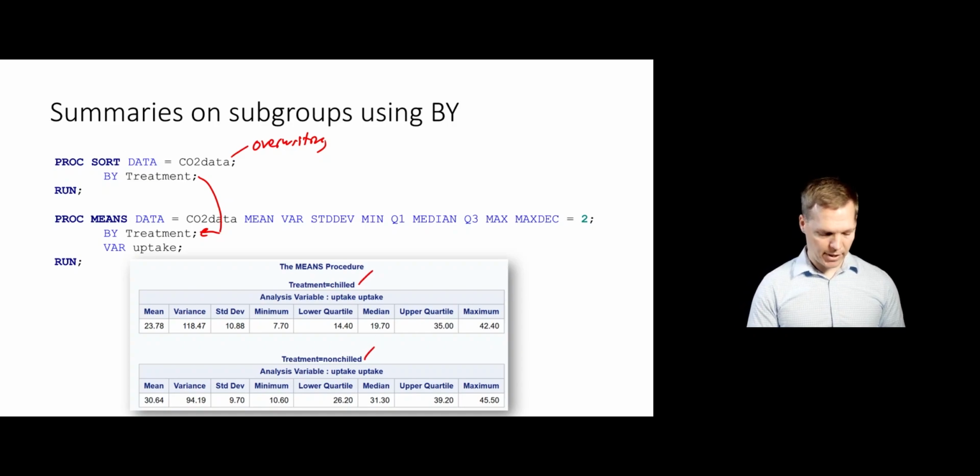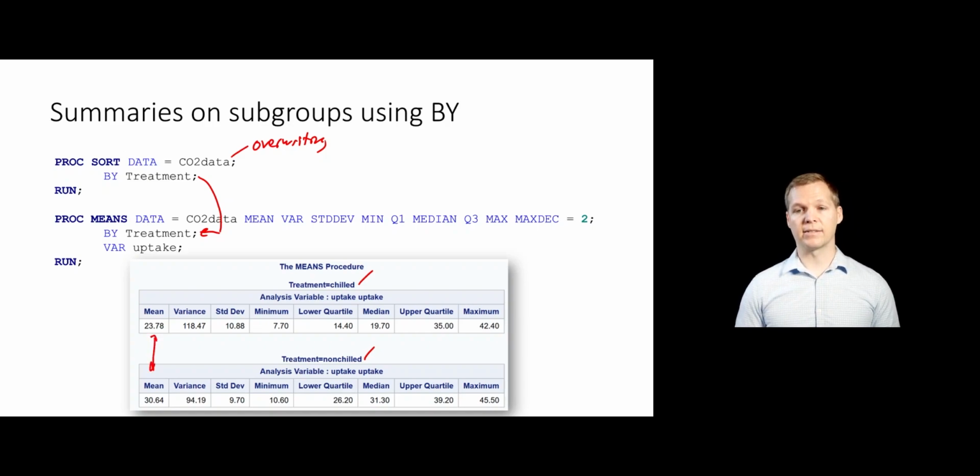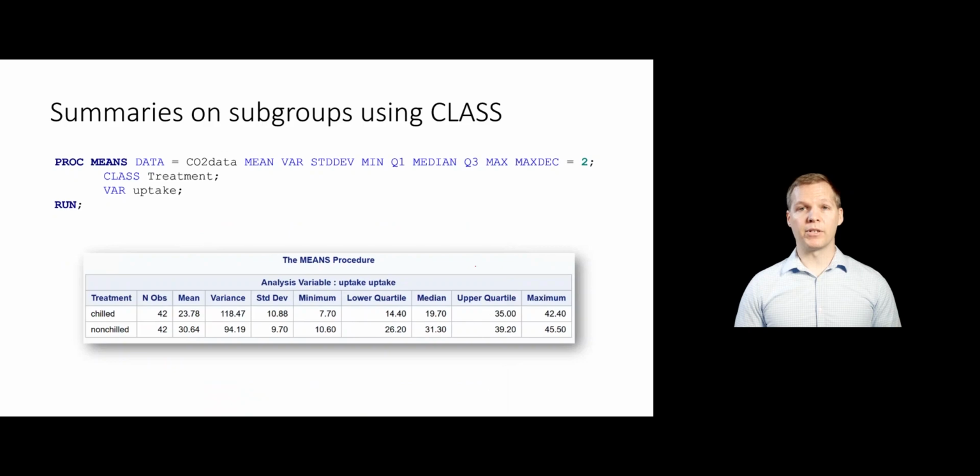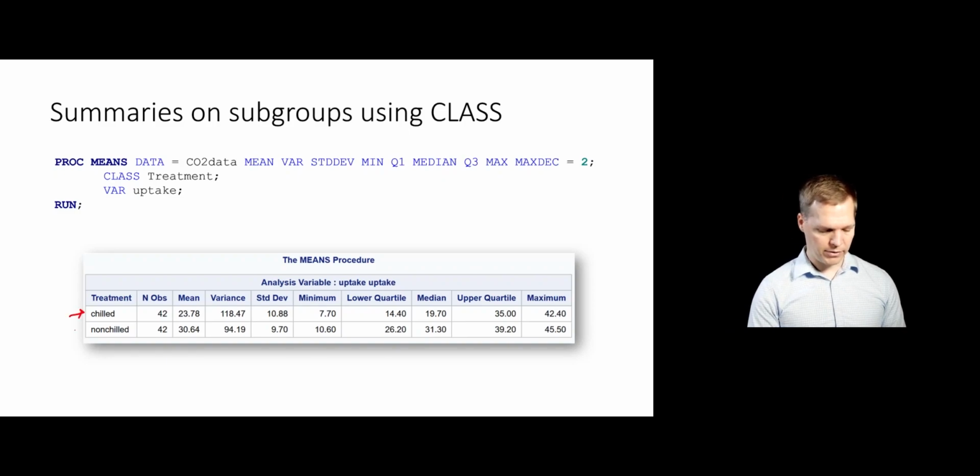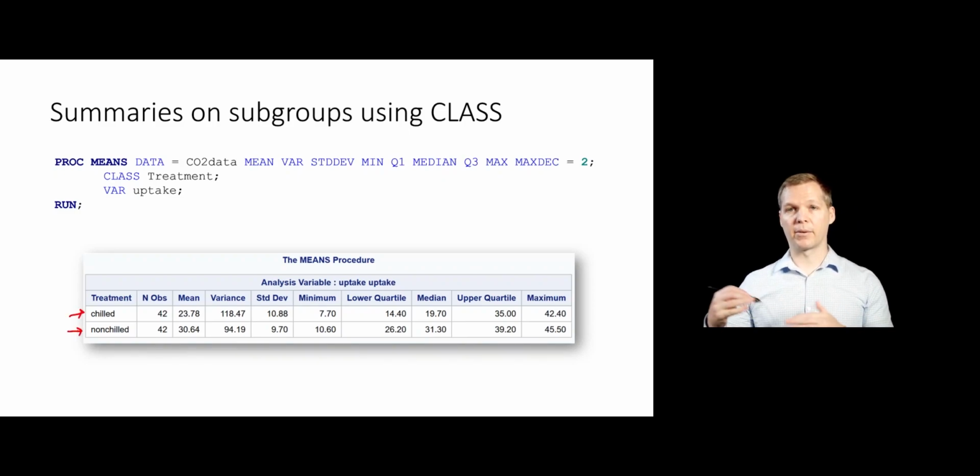Really useful. We can now compare the means for the 2 groups and say, looks like the chilled group has less CO2 uptake than the non-chilled group. If we want to use a class statement instead, we don't need to worry about doing that sorting business first. We just do class treatment, and then we get output that looks like this. And this maybe looks a little bit better and is a little bit easier to compare as well. We now have a row for the chilled and a row for the non-chilled, and now we can compare those summary stats across there.